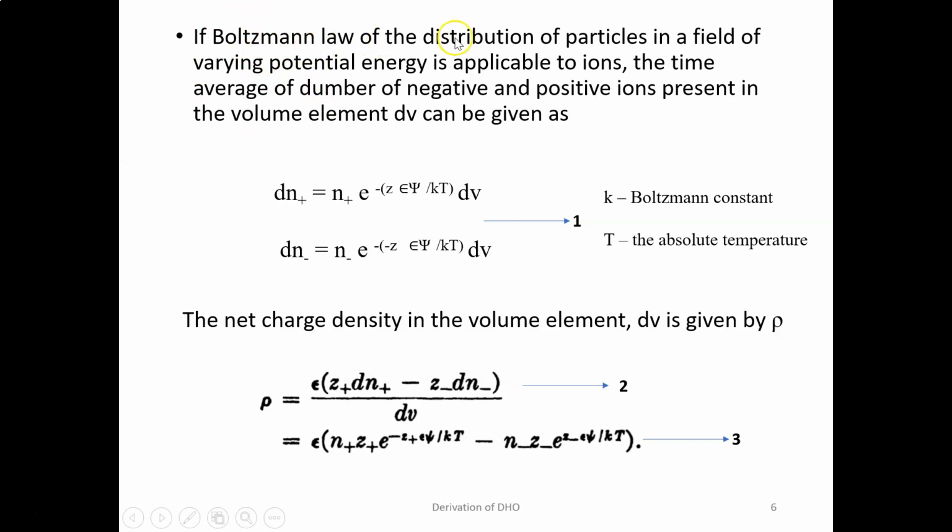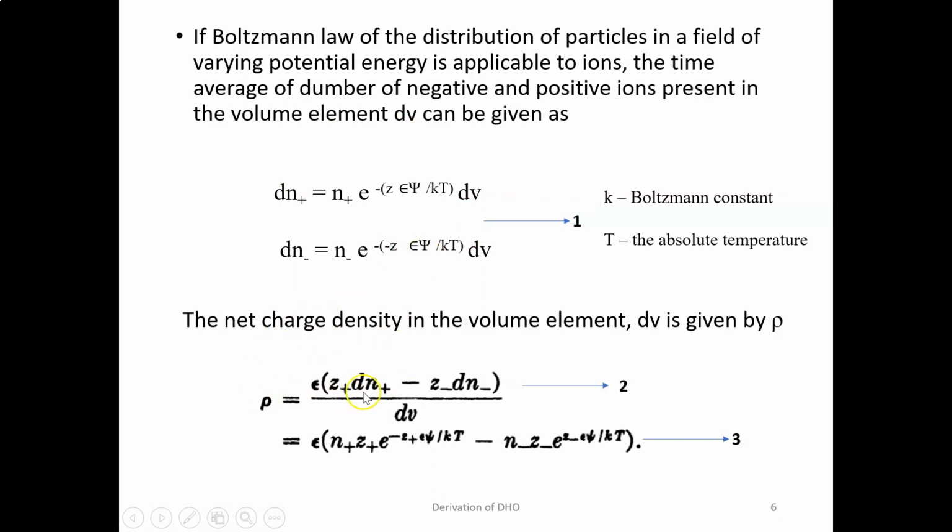So if the Boltzmann law of distribution of particles in a field of varying potential is applicable to the ions, the time average number of positive and negative ions present in the volume element dV can be given as dN+ equal to n+ e^(-Z+ epsilon psi / kT) dV, and for negative ions dN- equal to n- e^(-Z- epsilon psi / kT) dV. So this is the average number of negative and positive ions that are present in the volume element dV.